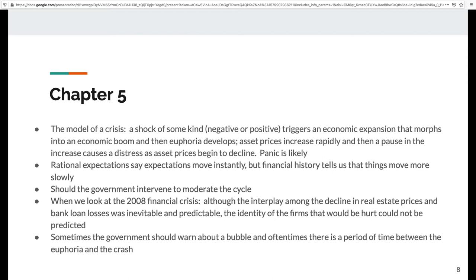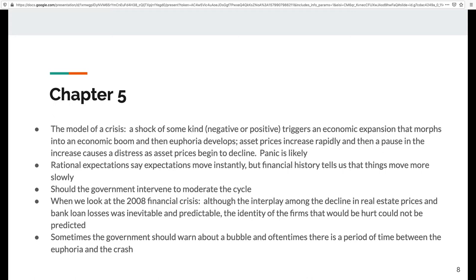Okay, so in chapter 5, what does the model of the crisis look like? Well, what we see is that there's a shock of some kind, negative or positive. In this chapter, they talk about a certain ship sinking or some technological development, some event that triggers an economic expansion. And this becomes a boom and then becomes a euphoria where asset prices are increasing rapidly, then a pause, then distress, then panic, and the bubble bursting.